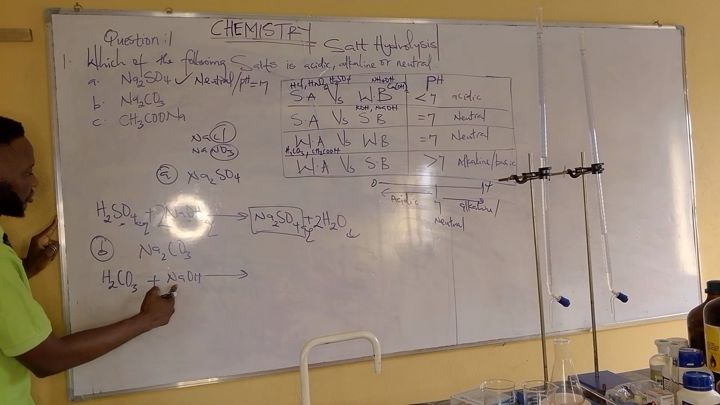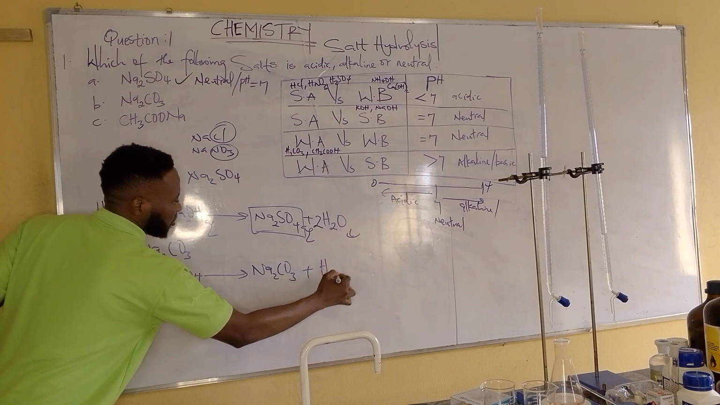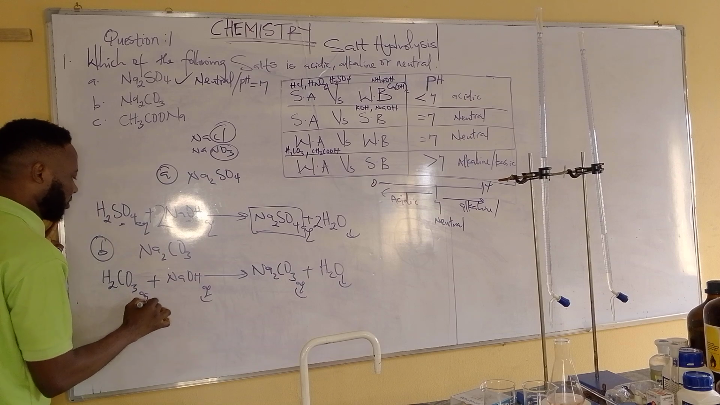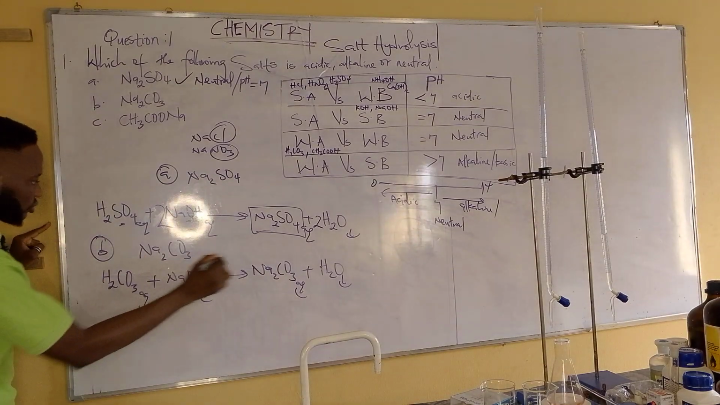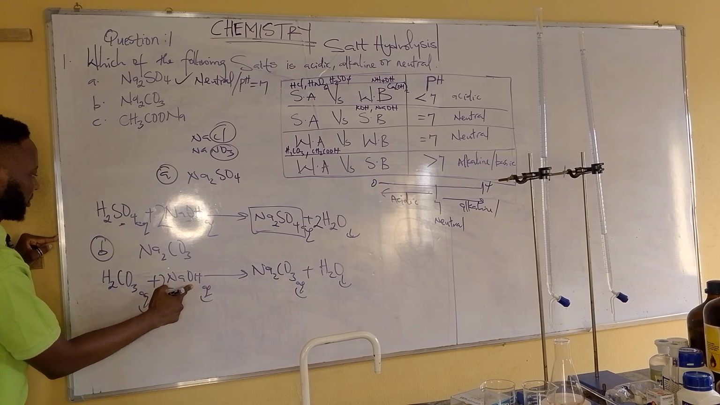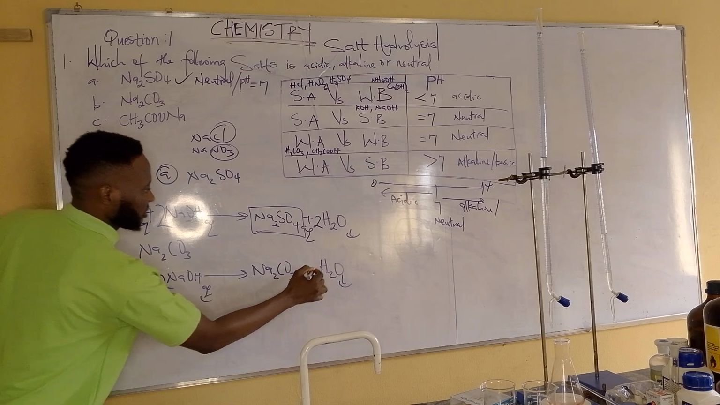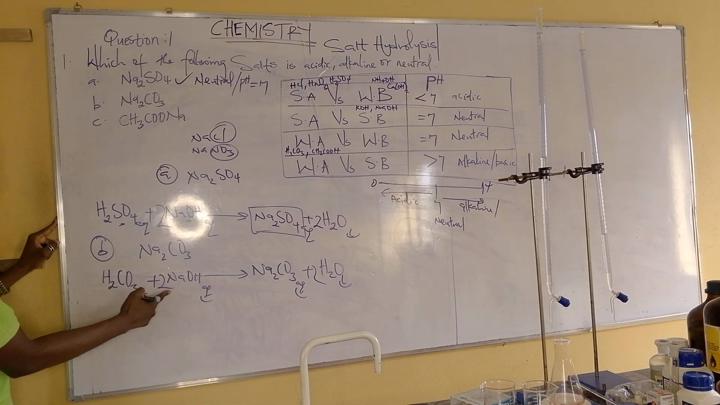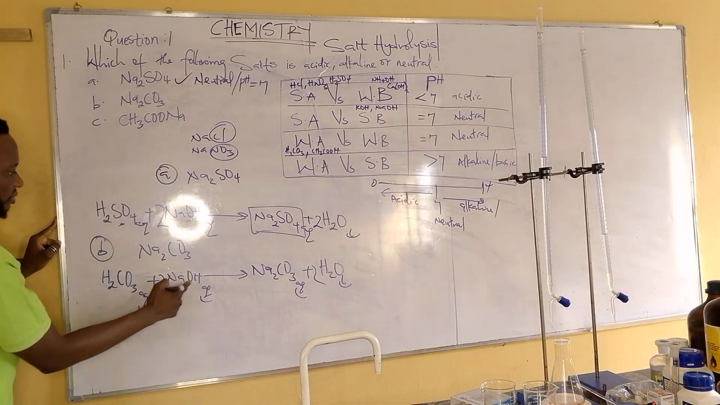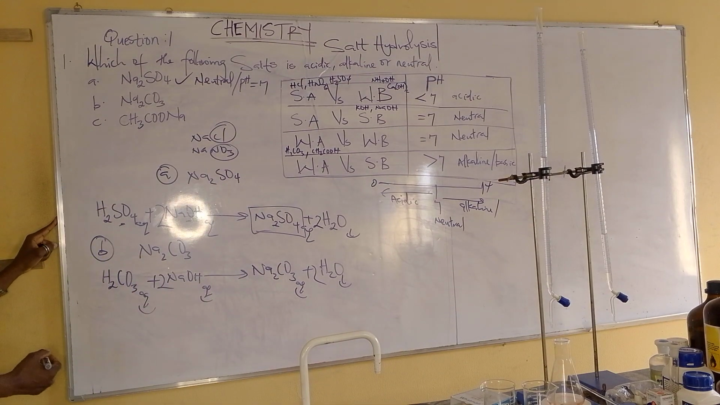This one will give me Na2CO3 plus H2O. I have my liquid, I have my aqueous. Then my sodium needs to be 2 here. Sodium is 2. My hydrogen is 2 here, so I have 2 plus 2, that is 4. I have 4. Oxygen is 2 plus 3, that is 5. Carbon is 1. Sodium is 2. So my equation is balanced.